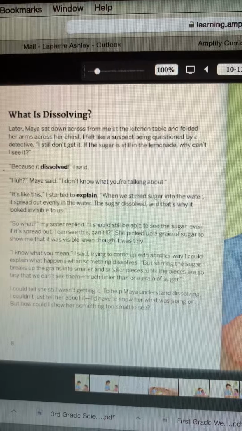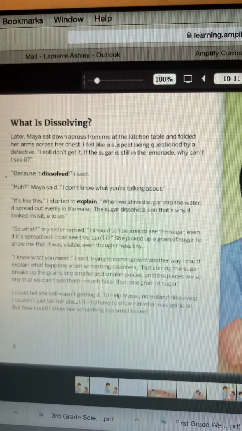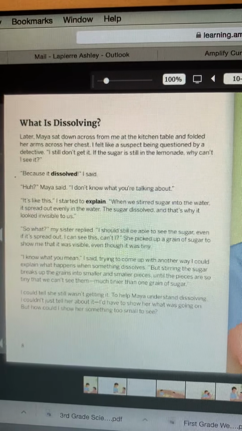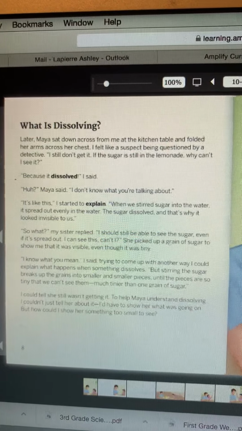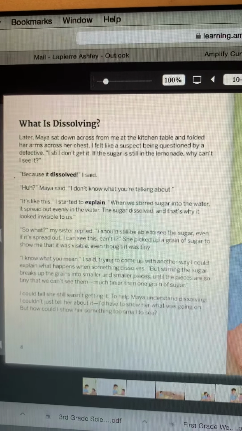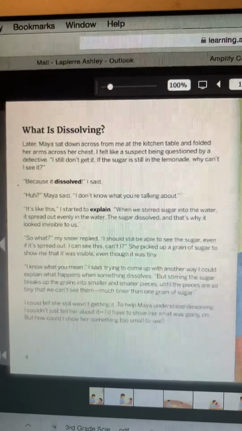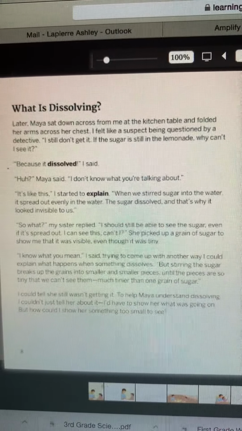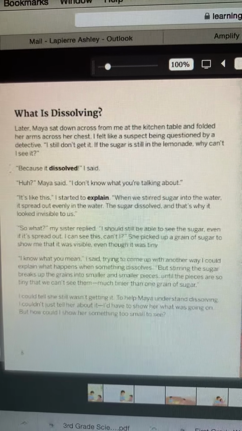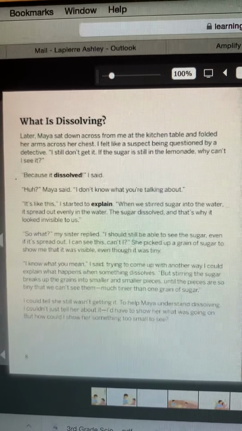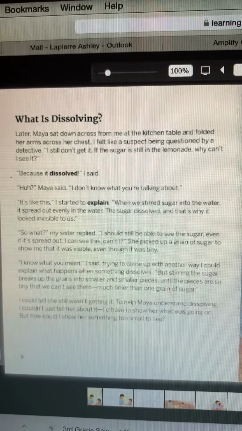"Huh?" Maya said. "I don't know what you're talking about." "It's like this," I started to explain. "When we stirred the sugar in the water, it spread evenly in the water. The sugar dissolved. That's why it looked invisible to us." "So what?" my sister replied. "I should still be able to see the sugar, even if it's spread out. I can't see this, can I?"